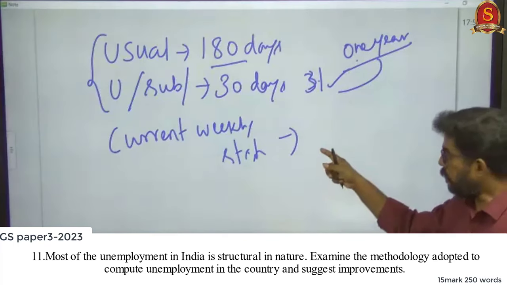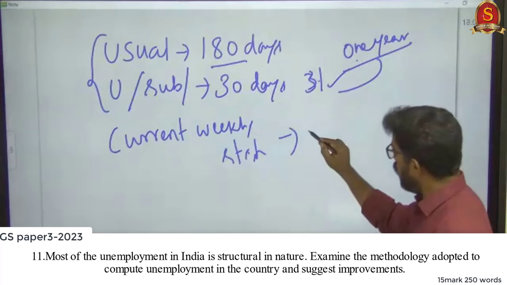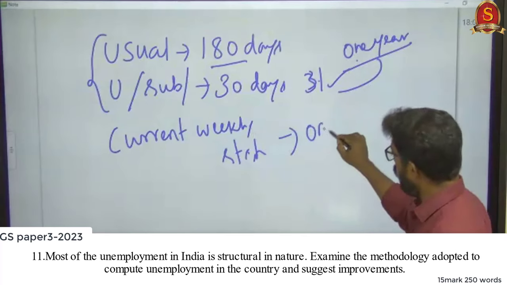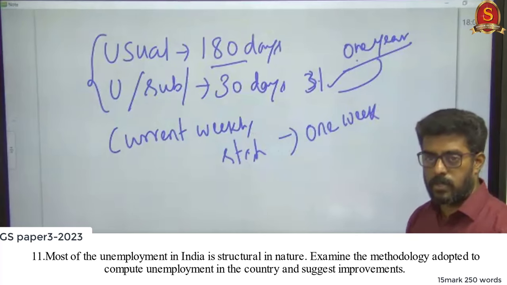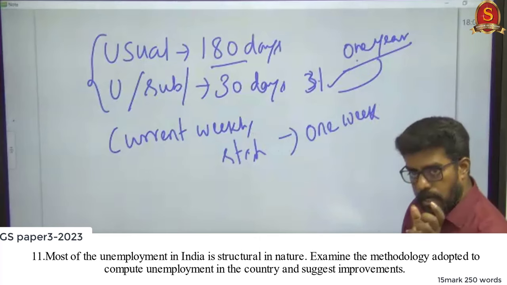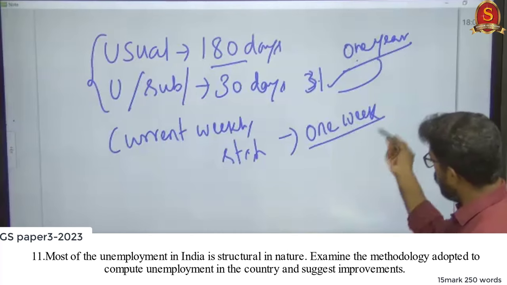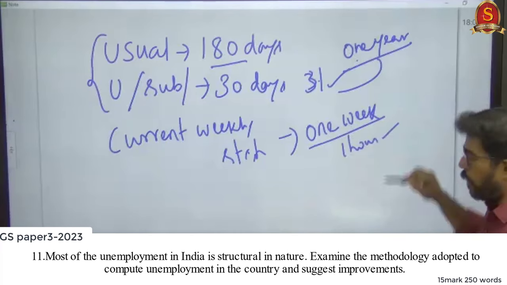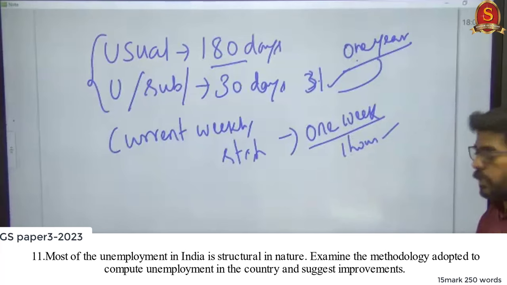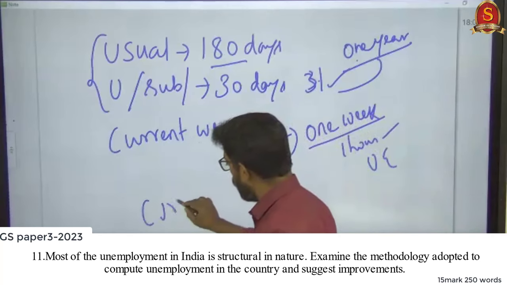Now in the current weekly status, what do we do? Here we take the reference for 1 week. We ask the person what he was doing in the last 1 week. So we measure unemployment or employment based on the reference period of 1 week. When the person is found to be working for 1 hour in the last 1 week, he is considered to be employed. If not even 1 hour, then the person will be considered as an unemployed person. That is the second method, current weekly status. The next one is called the current daily status.